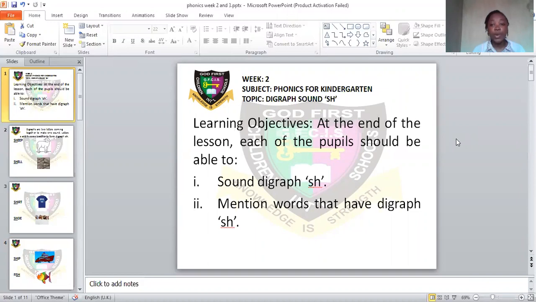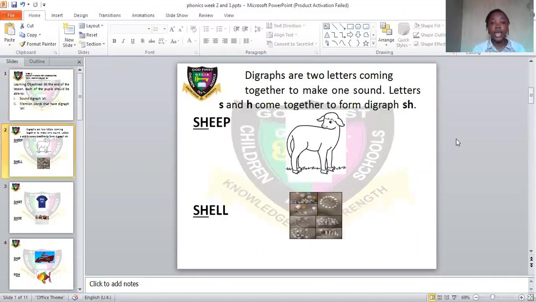Now let's start our digraph sound sh. The learning objectives. At the end of the lesson, each of the pupils should be able to sound digraph sh. Then also, each of the pupils should be able to mention words that have digraph sh in them.